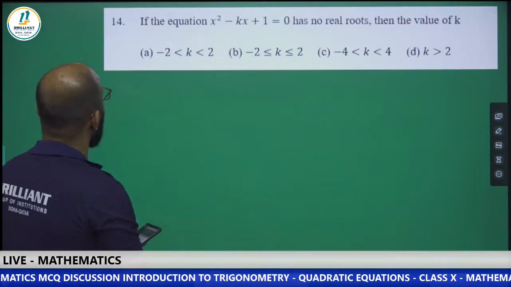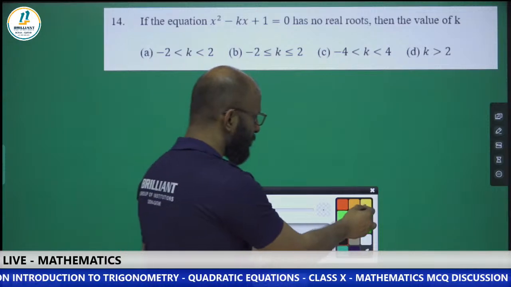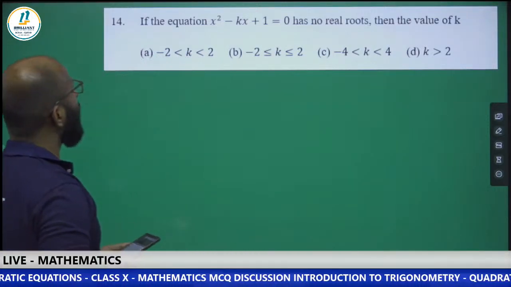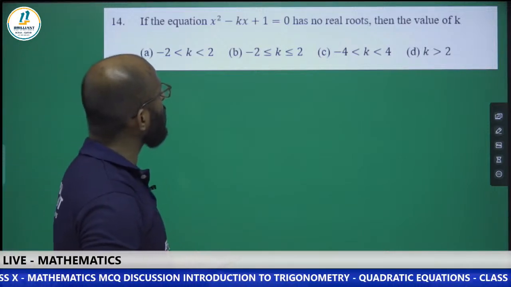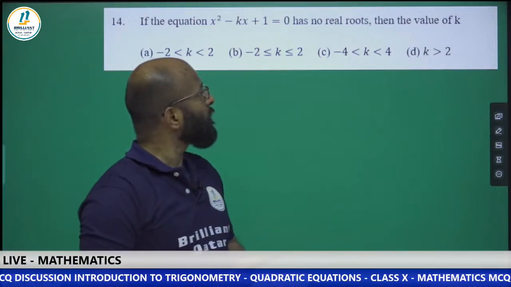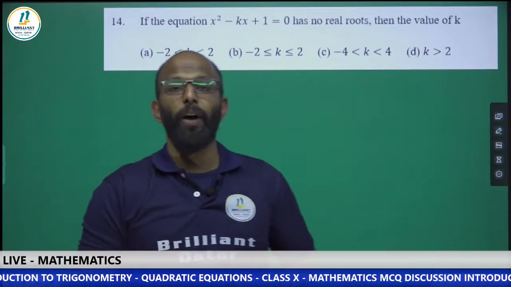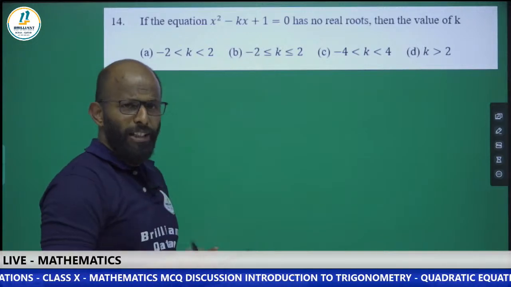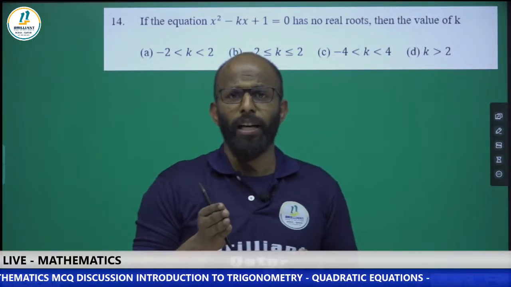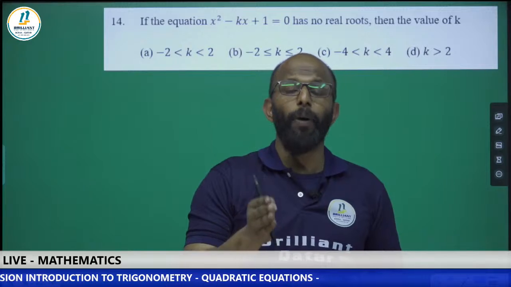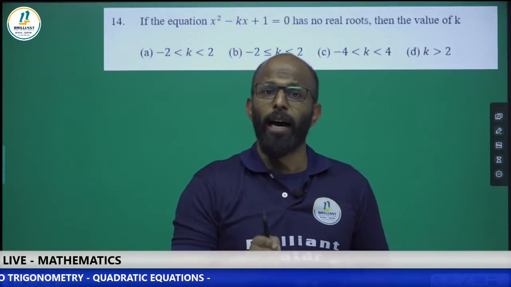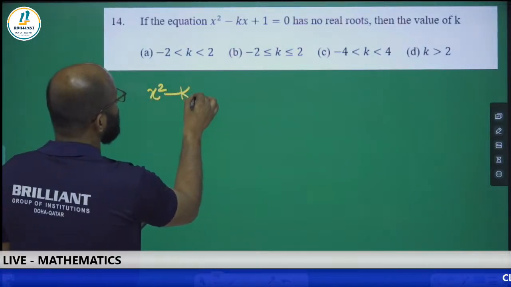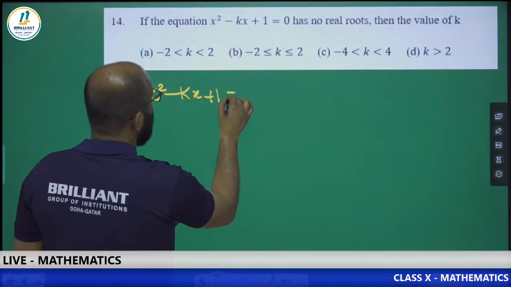So we'll move to question number 14. If the equation x square minus kx plus 1 is equal to 0 has no real roots, then find the value of k. Just now we explained, if any quadratic equation has no real roots, then the discriminant value is less than 0. So our expression is x square minus kx plus 1 is equal to 0.